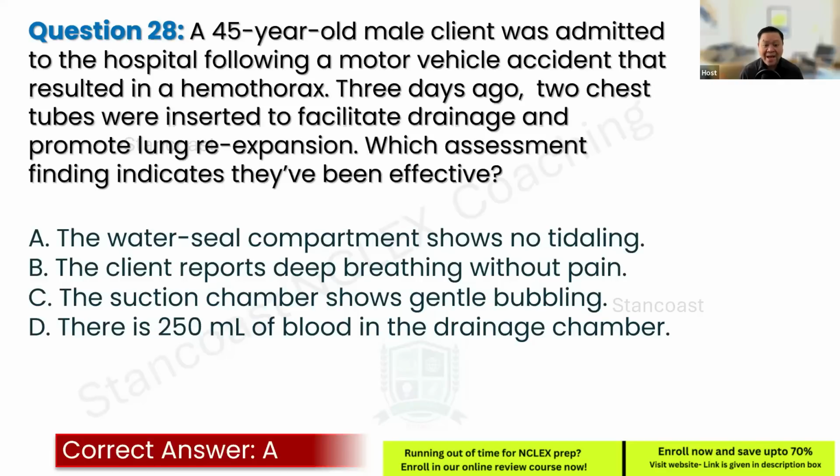Now, recall that tidaling cessation in the water seal chamber indicates that the lung has re-expanded, and this is basic knowledge for interpreting chest tube function.